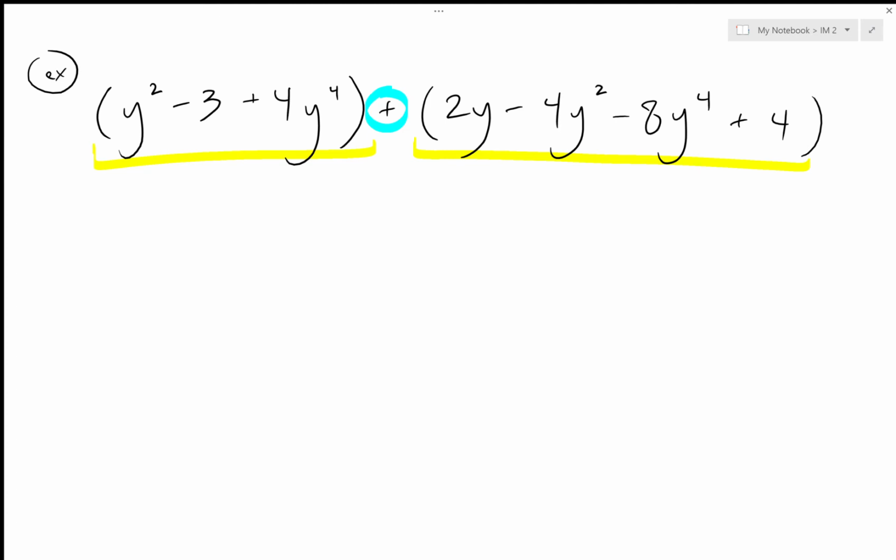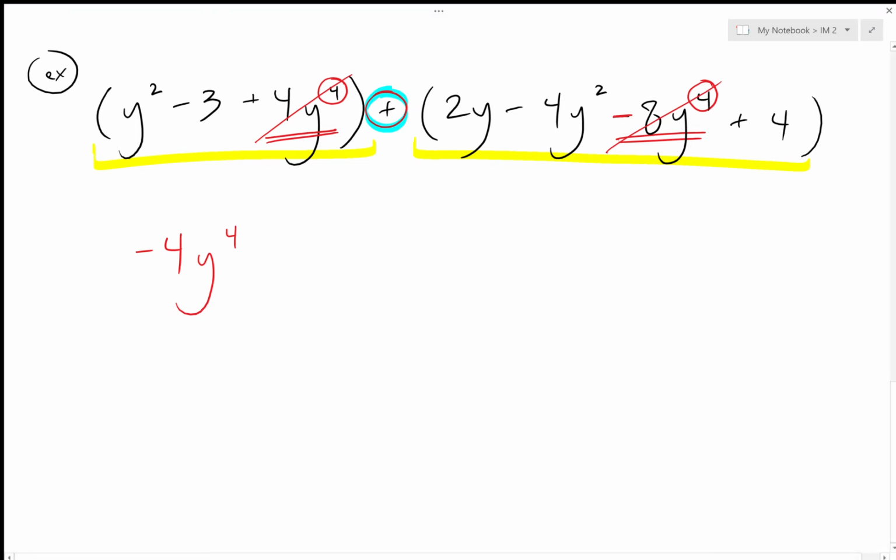Let's look for the biggest exponent altogether. So the biggest exponent possible is this 4, y to the 4. There's another y to the 4 here. So those are like terms, and they're the biggest. So let's start with that. A positive 4y to the 4 plus a negative 8y to the 4. So 4 minus 8 really is negative 4y to the 4th. We keep that exponent, use it, cross it out. So I did y to the 4.